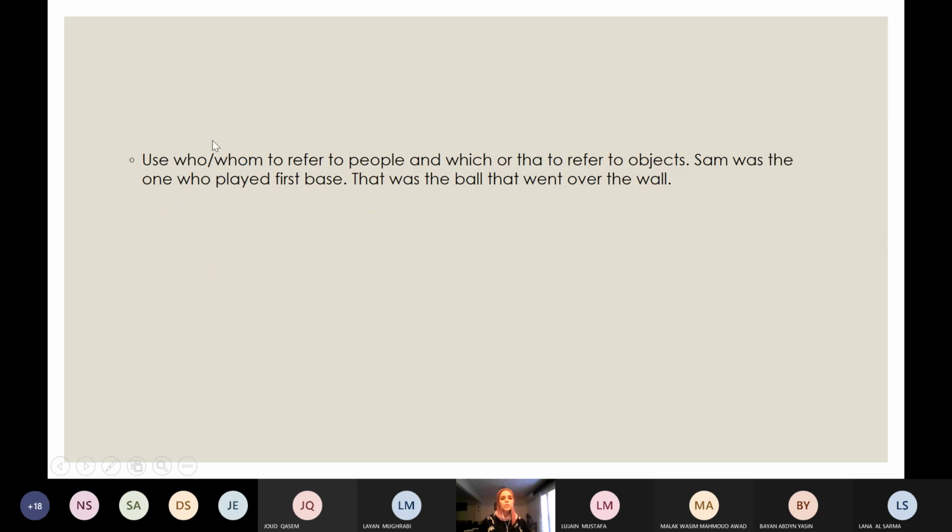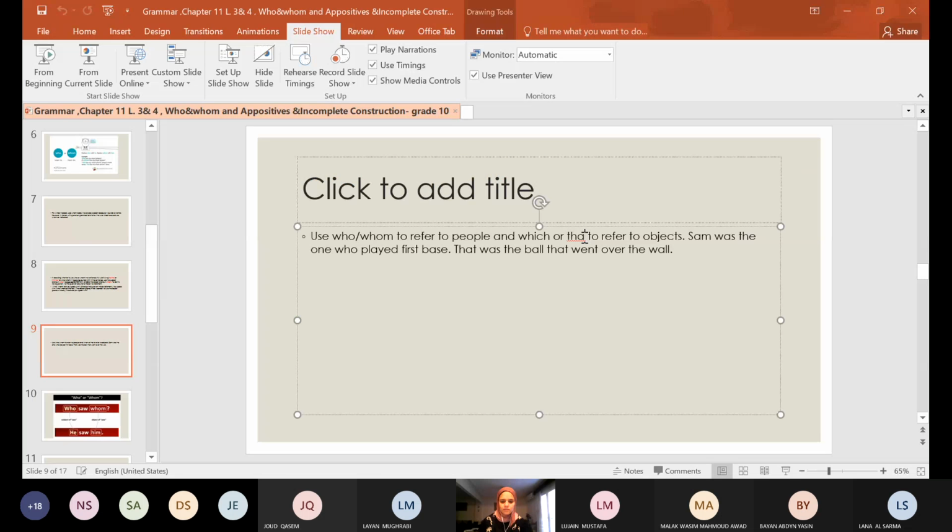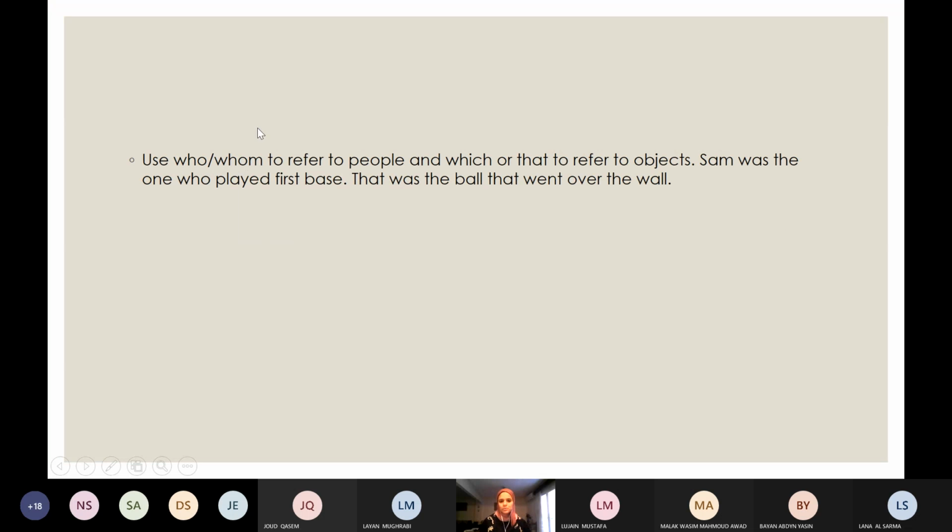Use who or whom to refer to people, which and that to refer to objects. That, it should be that. Refer to objects. Who and whom for people, which and that for objects.